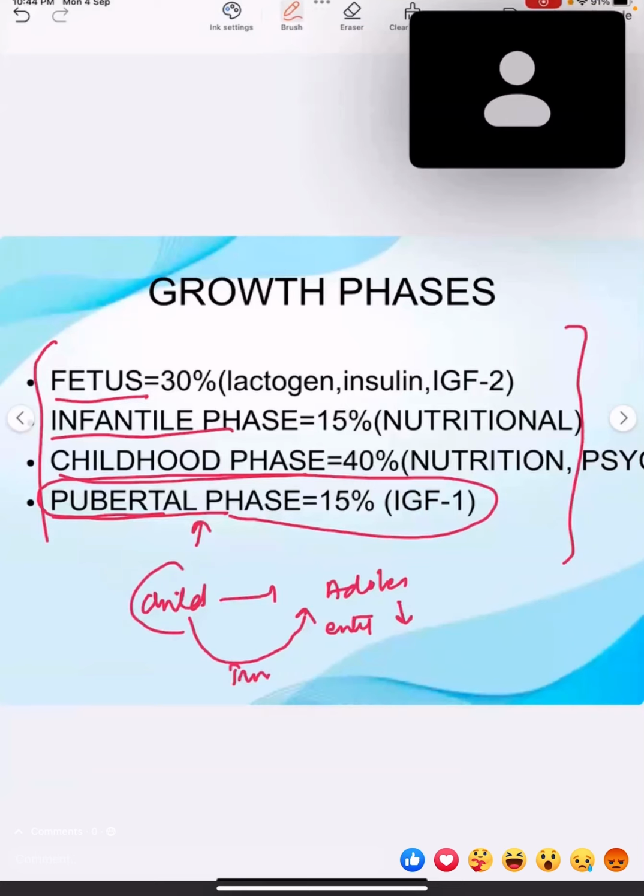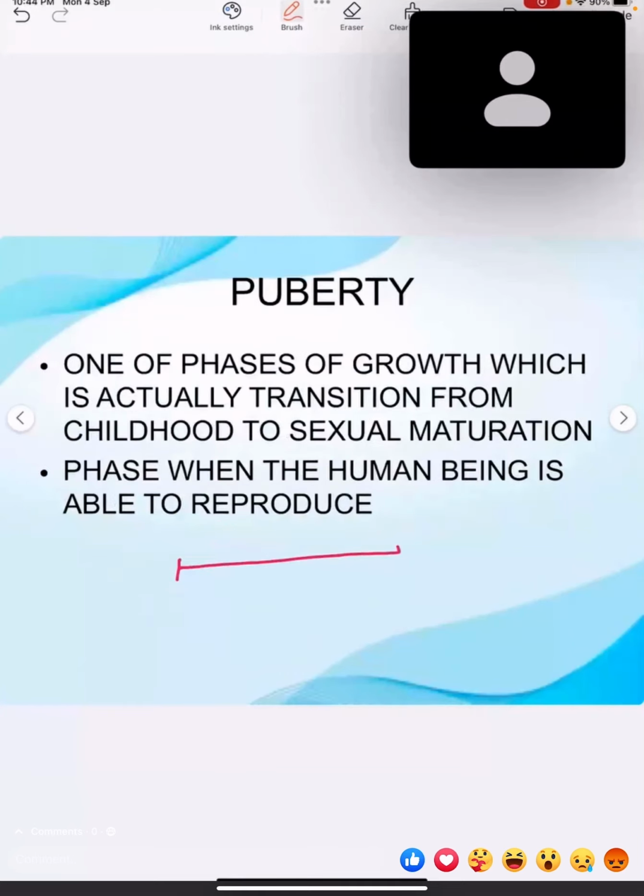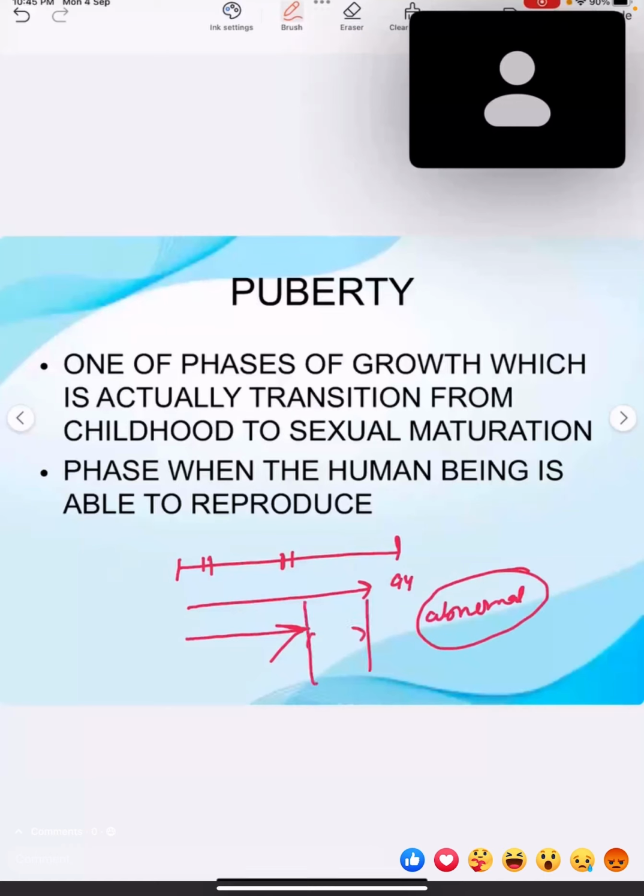Why is it present at a specific time? If this is going to happen at this age, why not at this age, or this age? Why is this a normal phenomenon, and if it is slightly earlier, why am I saying this is abnormal? It is going to happen, but it is occurring this much earlier, and I am saying this is abnormal. I have to go for hormonal levels, for MRI, and for all these investigations. So this is basically how puberty comes.